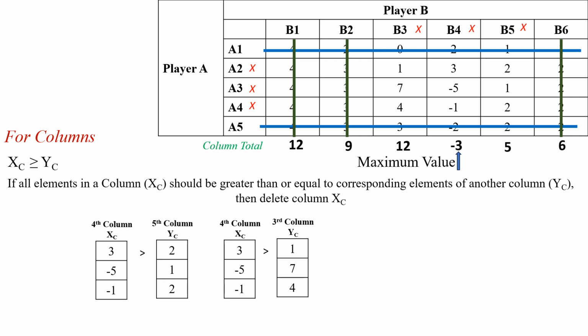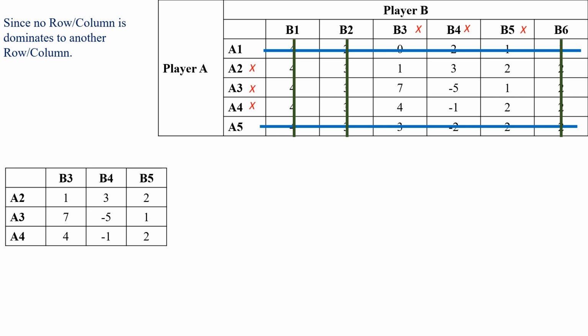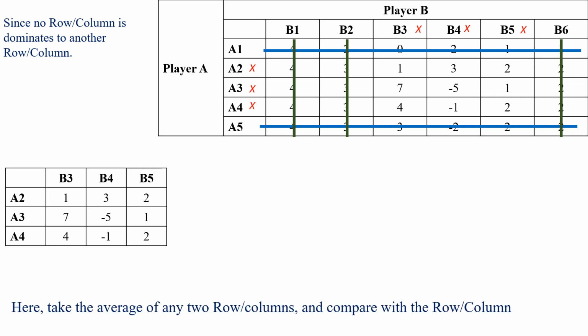So by applying the dominance rule for the columns, here we deleted 3 columns, that is the 3 strategies for the player B. By applying the dominance rule, we reduced the payoff matrix to a 3 by 3 matrix. For further reduction, no row or column dominates another row or column. In this condition, take the average of any 2 rows or columns and compare with the row or column.